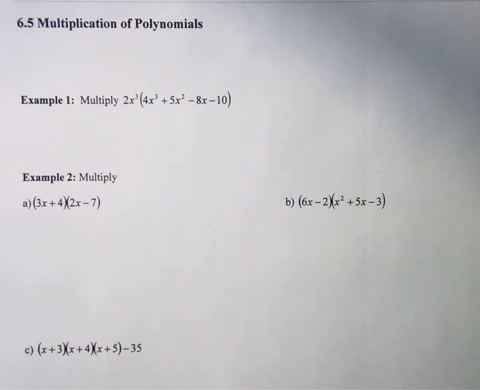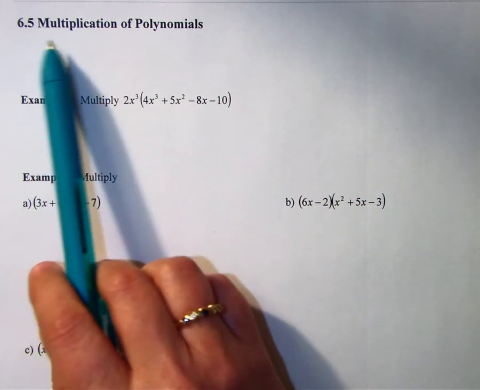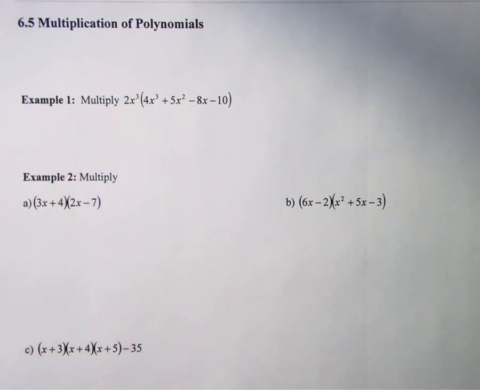Okay, good evening, folks. Here's what we're going to be talking about. First of all, we're talking about 6.5, multiplication of polynomials.